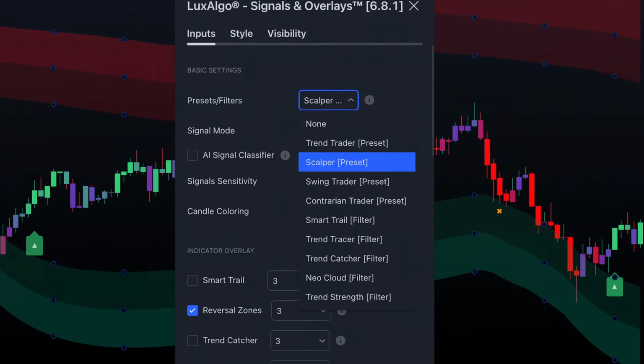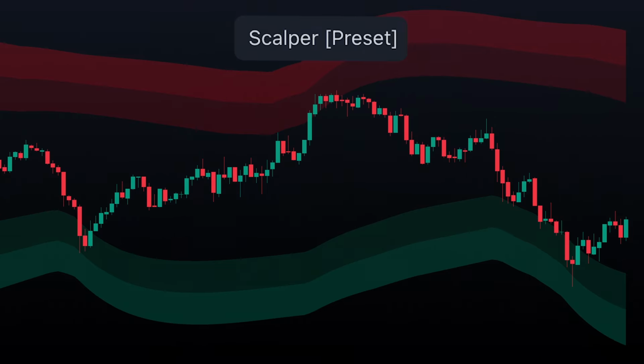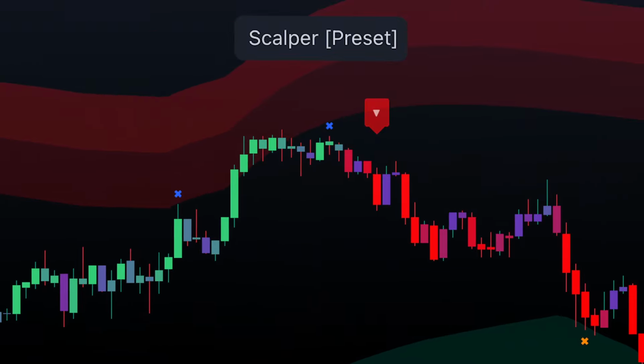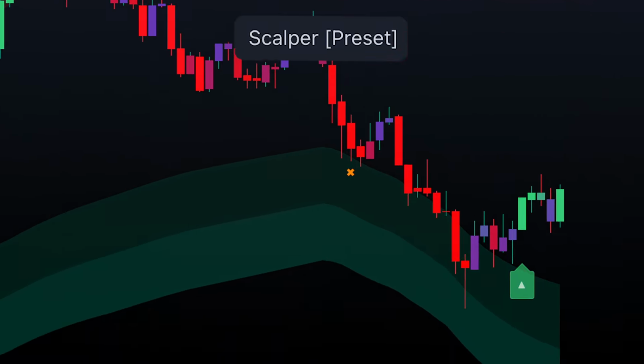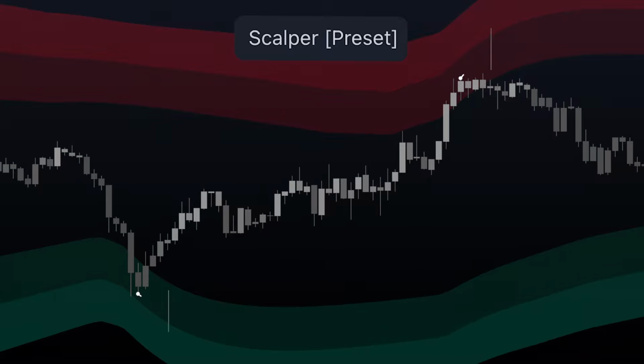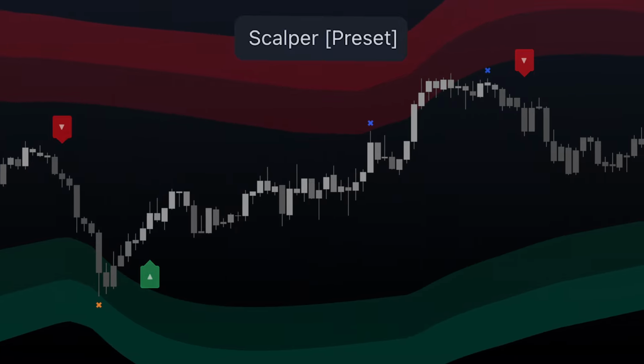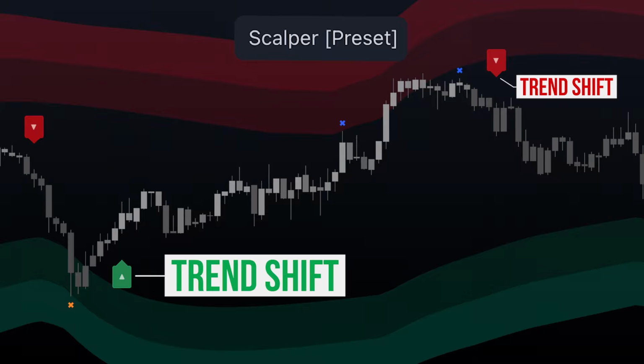Next, we have the scalper preset. This preset uses the reversal zones, confirmation signals, and the gradient candle coloring feature. It's a combination made in heaven for traders looking for opportunities on short-term moves in the market. The reversal zones serve as excellent exit points and help ensure the price isn't too overbought or oversold, while the confirmation signals validate shifts in trend direction.